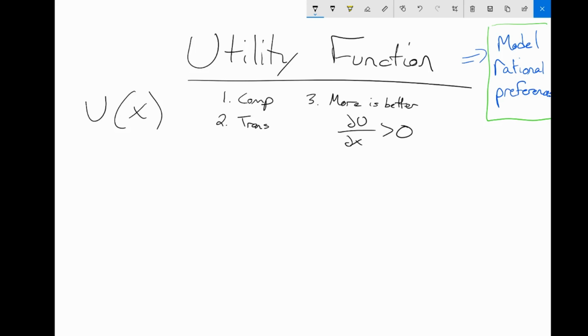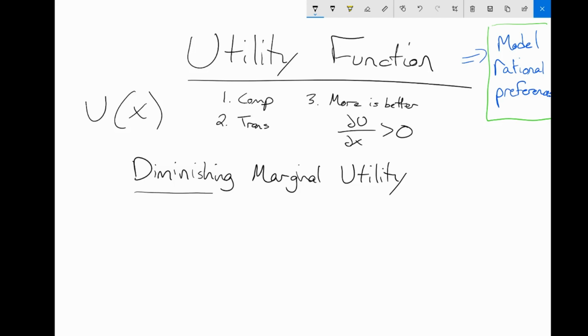The utility function needs to exhibit a characteristic called diminishing marginal utility. Why does a utility function need to exhibit this characteristic, and what does it mean? What does it imply? Let's talk about it for a second from an intuitive standpoint, and then we'll make it more clear mathematically what condition this implies.